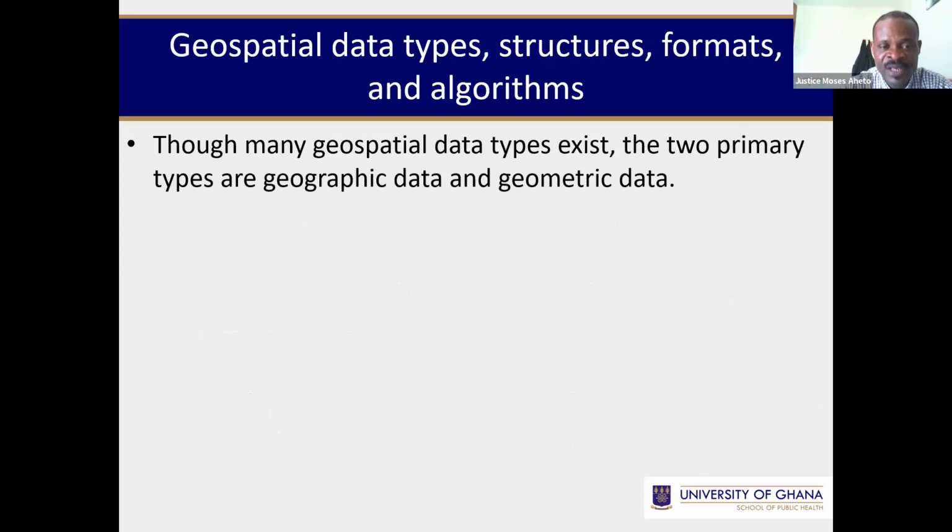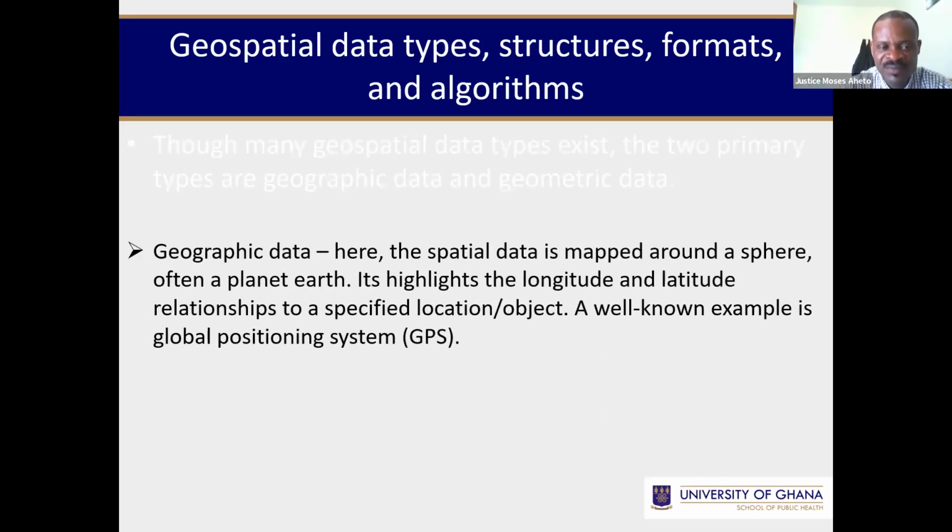In fact, there are many geospatial data types. However, two main types are identified. We call them geographic data and geometric data. And we'll look at each of these. Actually, it's just a matter of how they are represented. It's just about how they are represented. But they are all geographic data or geospatial data.